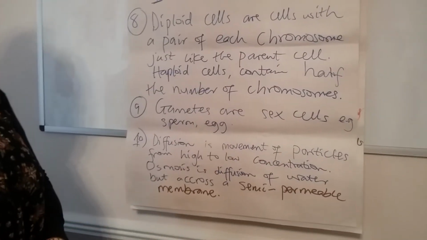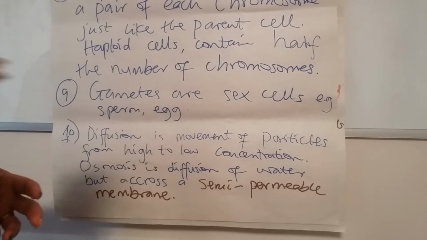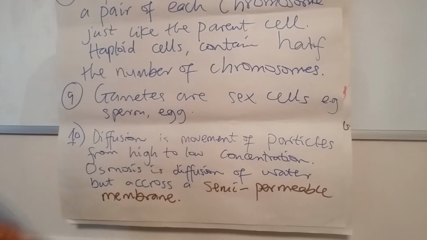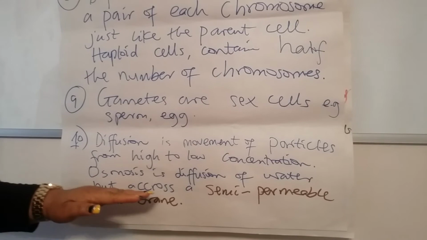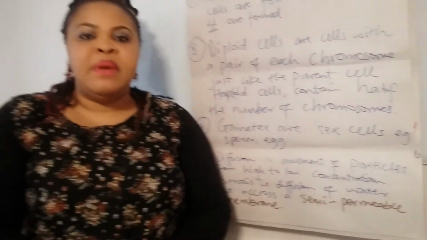Diffusion is the movement of particles from high to low concentration. So where you have a lot, there is diffusion to where you have less. Osmosis is similar. It's actually the diffusion of water, but it is across a semi-permeable membrane.